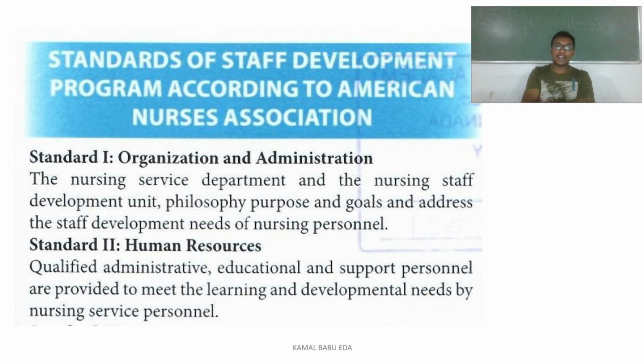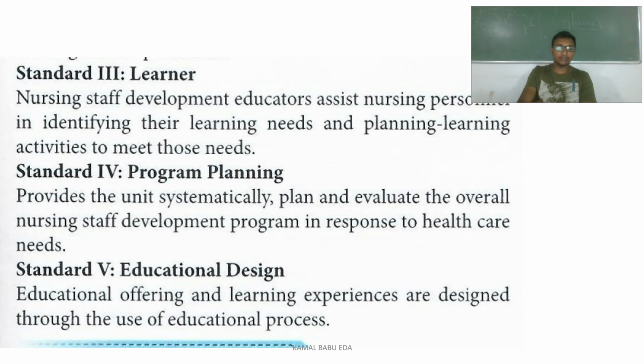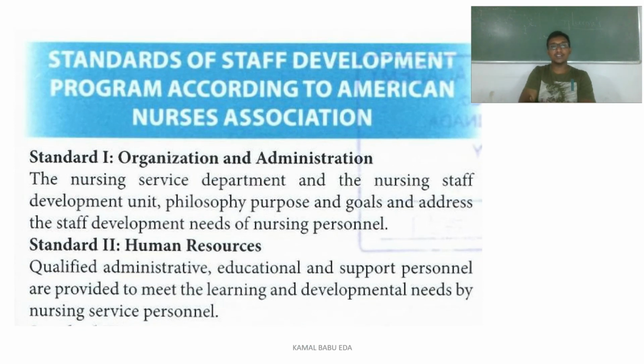Next one is standards of staff development program according to the American Nurses Association. So we have around nine or ten standards. The first standard is organizational administration. So the nursing department and nursing staff development unit: philosophy, purpose and goals should address the staff and development needs of nursing personnel.